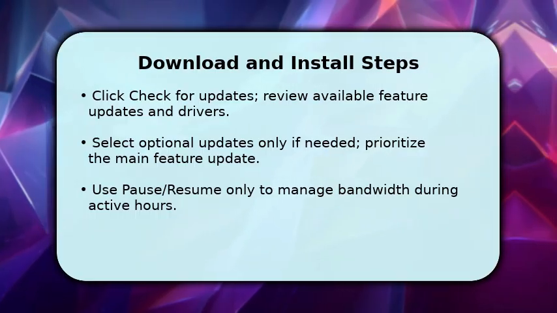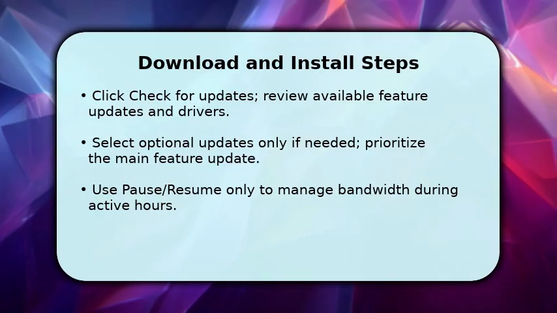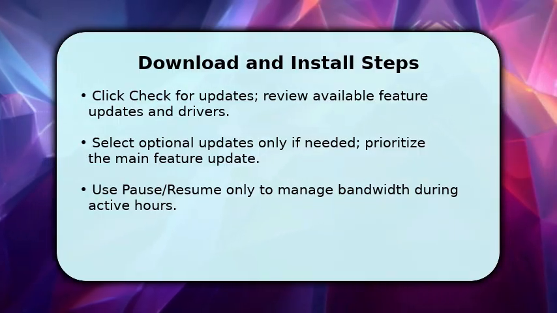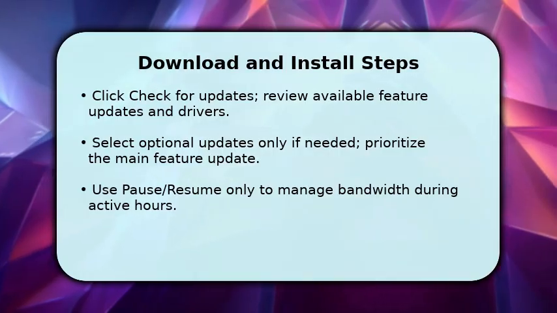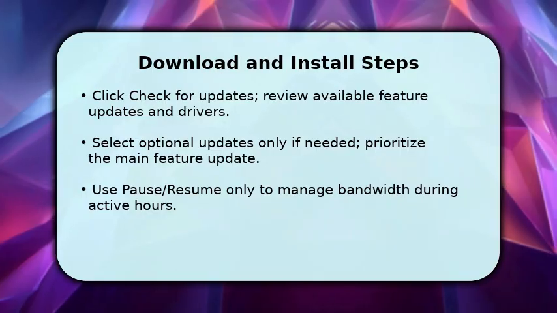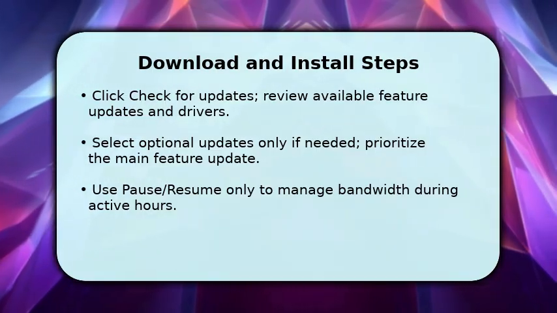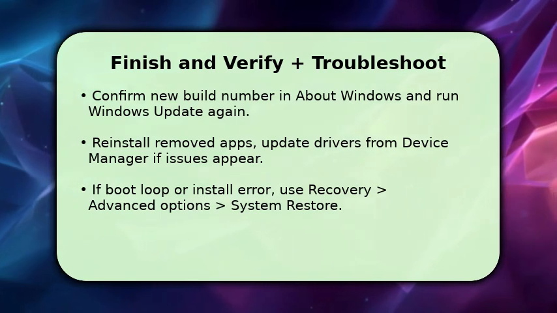Once the feature package finishes, click Install and expect several automatic restarts. This is normal. Make sure to save work and sign back in after each restart. If installation stalls, open Windows Update Troubleshooter. It can reset components. You finish by verifying the installed build in Settings, System, About, and then run Windows Update once more to fetch cumulative fixes.